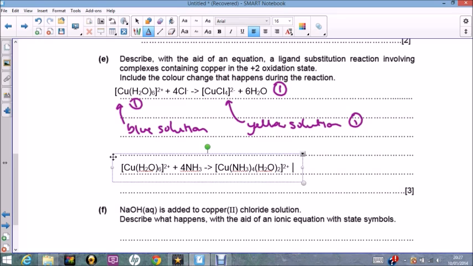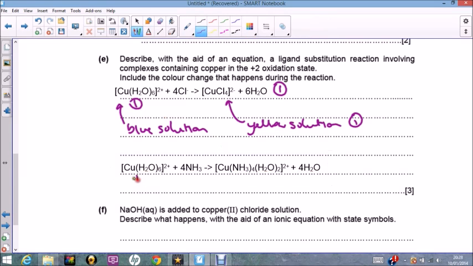And in this instance you would have had 4 water molecules left over. So again, if I was going to use this as my example, it would be 1 mark for correctly identifying this, 1 mark for the equation and 1 for colour change, which is pale blue solution to dark blue solution.